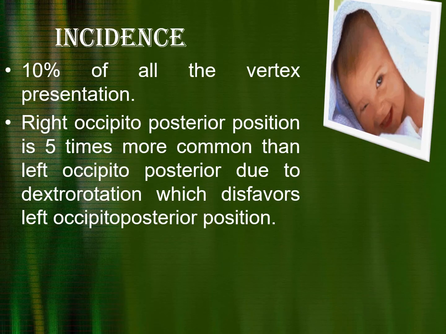And next we can see the incidence of occipito-posterior position. There is a chance for 10% of the normal vertex presentations. Out of 100 vertex presentations, 10% may become occipito-posterior position. In that, right occipito-posterior position is 5 times more common than the left occipito-posterior position due to the dextrorotation, which favors right occipito-posterior position. Now, what is the dextrorotation?